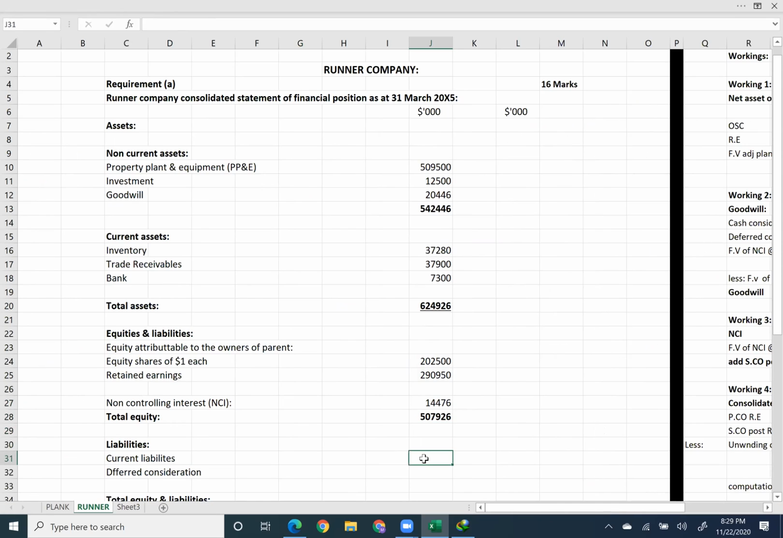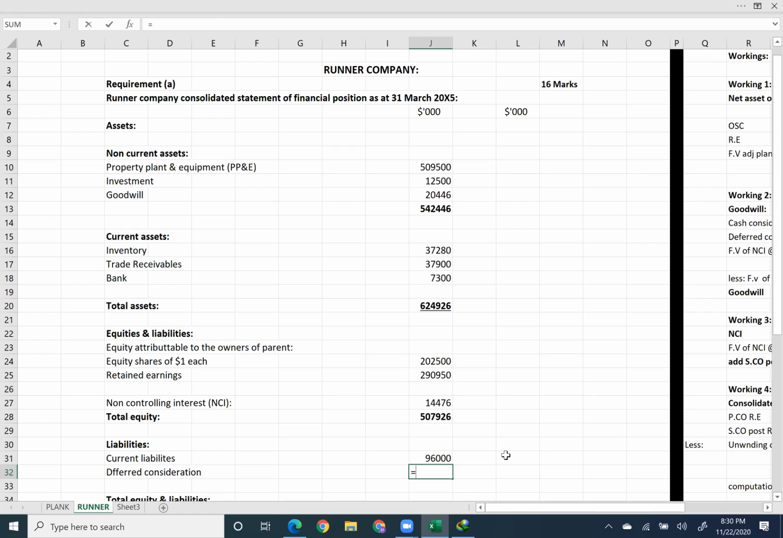Now in current liabilities, there are trade payables. Yes, and don't forget the cancellation. Parent company's trade payables is 81,800. The subsidiary company's trade payable is 17,600. Now wait. I hope you remember there was an intercompany cancellation of 3,400 of parent company's payables. So that's your total 96,000.